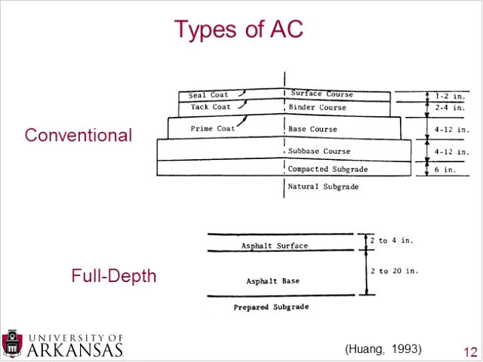Here are some schematics of the types of AC pavements, and you can see these different layers in the conventional pavement. You have your surface course and your binder course and your base course. All of those are bituminous materials. That base course can also be a granular material, but between those you have your seal coats, your tack coats, and your prime coats. When you lay down two bituminous layers, one on top of another, you need to have some sort of coat in between them so they can bind together.